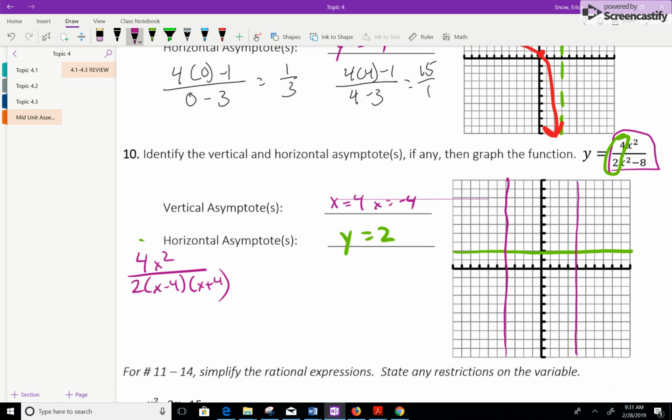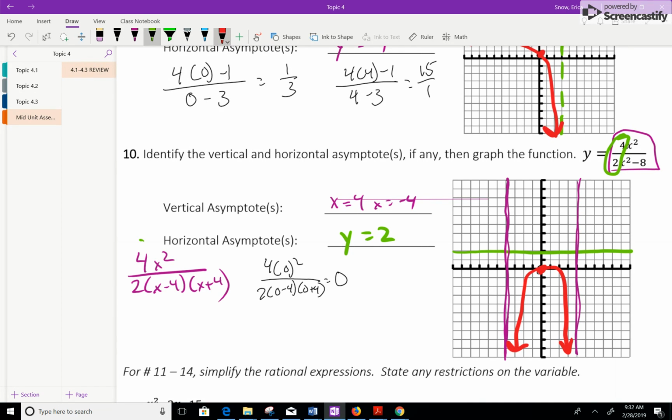Okay, while I was waiting for things to upload, I went ahead and put those vertical asymptotes on at 4 and -4. Now remember, your last step is to plug in points on every side of the asymptote. So I'm going to start actually with that middle section and plug in 0. If I plug in 0, I get 4 times 0 squared over, and it doesn't really matter, but 2 times 0 minus 4 times 0 plus 4, and I get 0. So that means that this part of the graph is down below our asymptote.